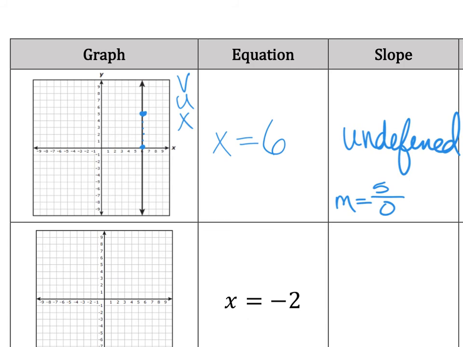Yes, all of the vertical lines will have an undefined slope. That is a property of vertical lines, so you can just memorize it. Super easy. We don't have to do the slope every time. We know it's undefined, but that's why: because you can't divide by 0.